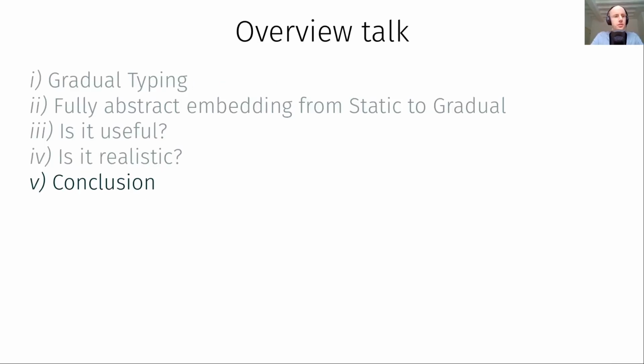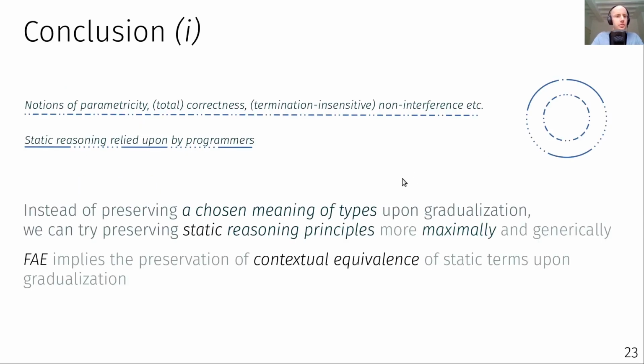So lastly, we're finishing with some conclusions now. First, as a quick recap, instead of trying to preserve a chosen meaning of types upon gradualization for the statically typed portions, we want to try to preserve static reasoning principles more maximally. And this is exactly what FAE will do with respect to contextual equivalence. So we want to preserve arbitrary static equivalence upon gradualization.